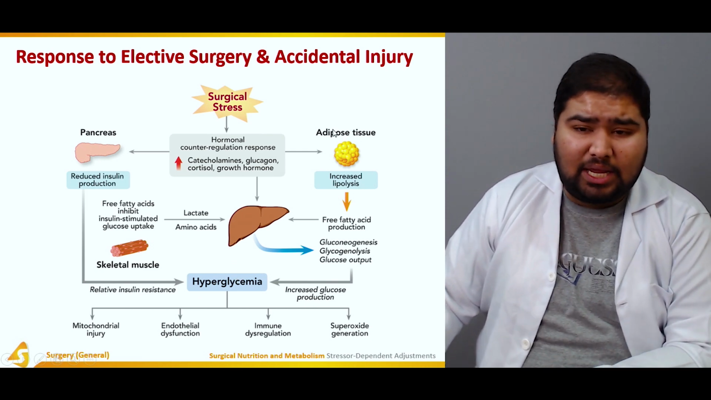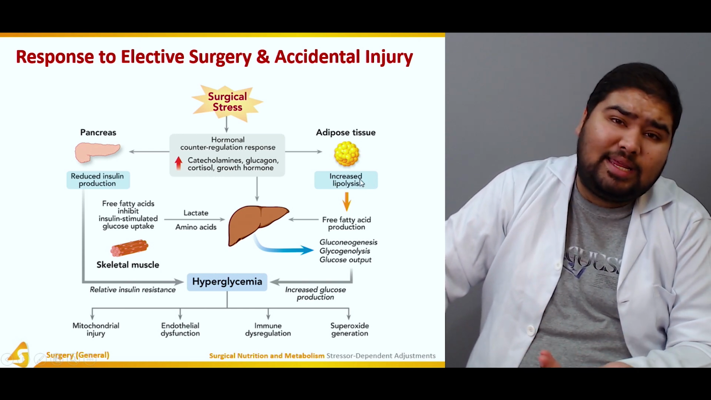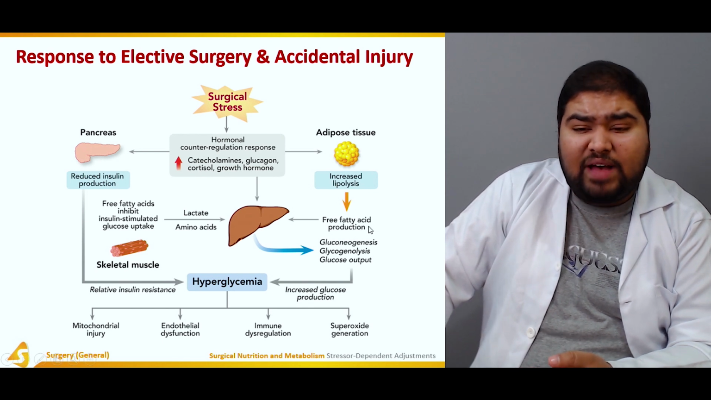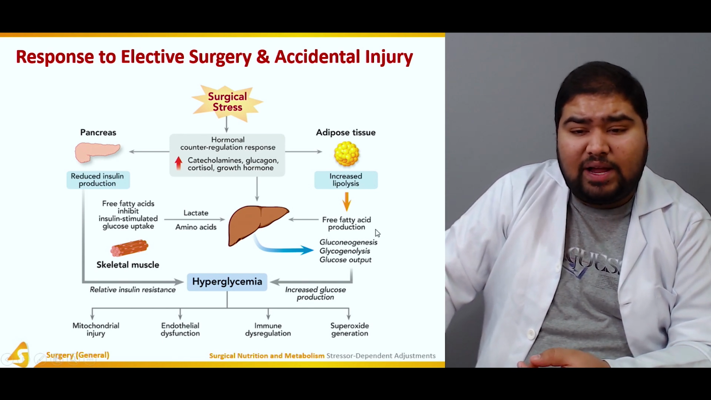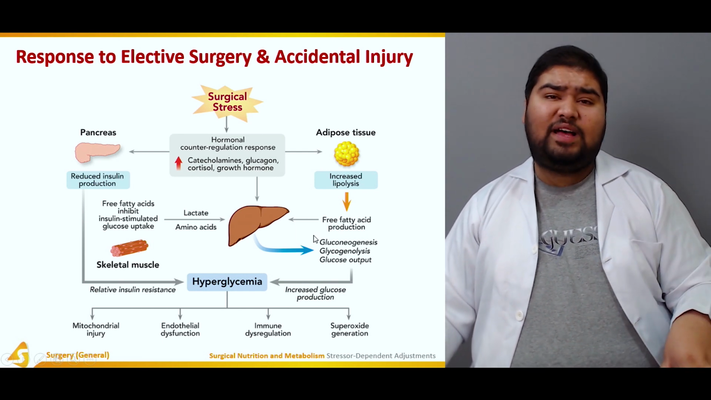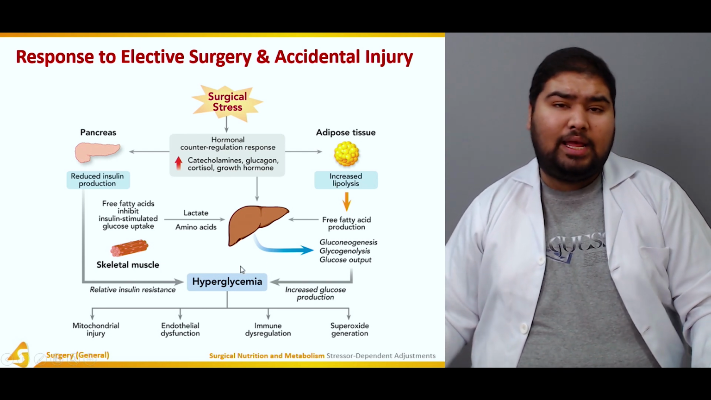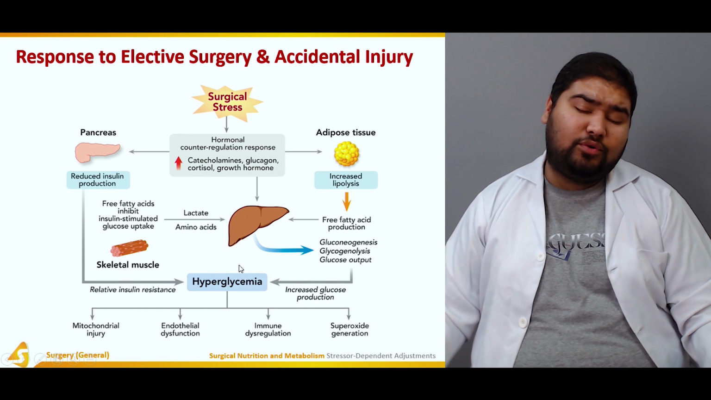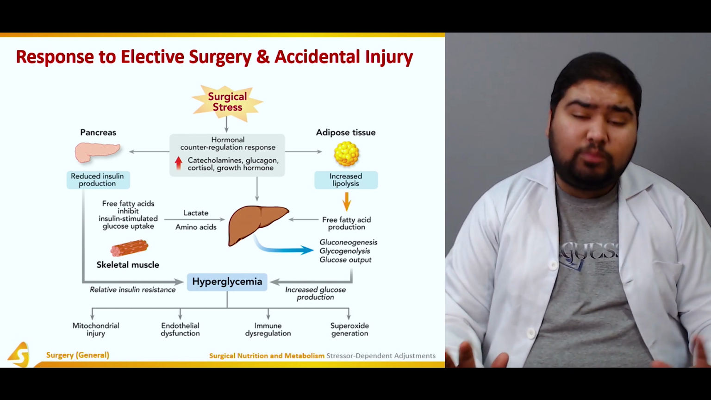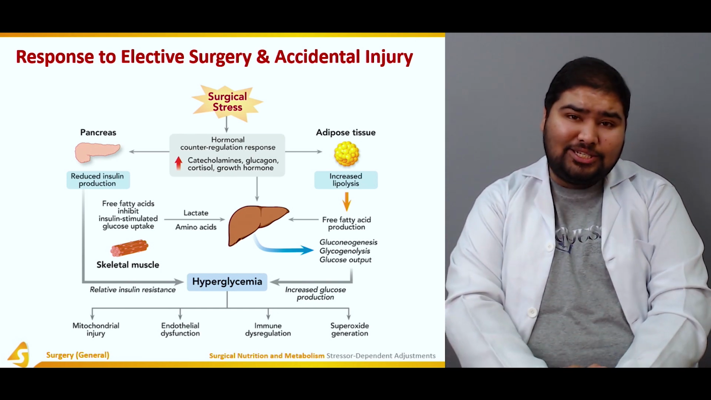At the same time, the adipose tissues are stimulated, and there is an increase in lipolysis. The increase in lipolysis causes free fatty acid production. The free fatty acids are oxidized to produce glucose and help in the steady supply of glucose in the body. So this is how the body responds to an elective or an accidental surgery.